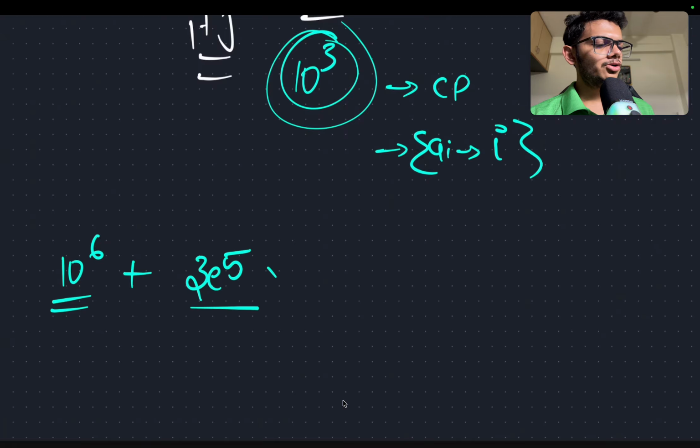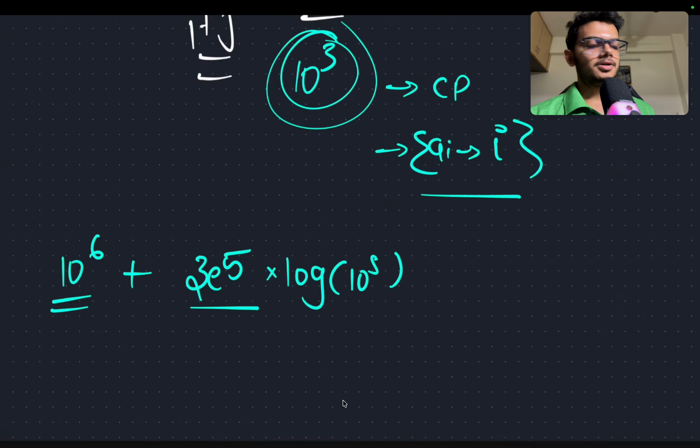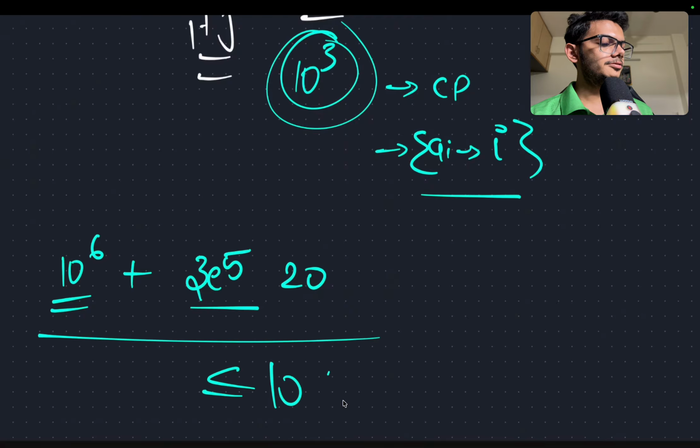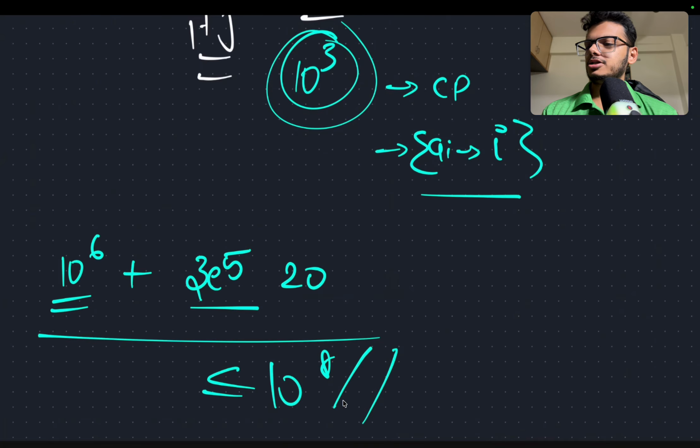And of course, there is some logarithmic complexity involved here, right? So into log of 10 power 5 for this map. But log of 10 power 6 is nothing but 20, right? So this is still overall less than 10 power 8. So overall time complexity is less than 10 power 8. Now let's look at the code and wrap this one up.